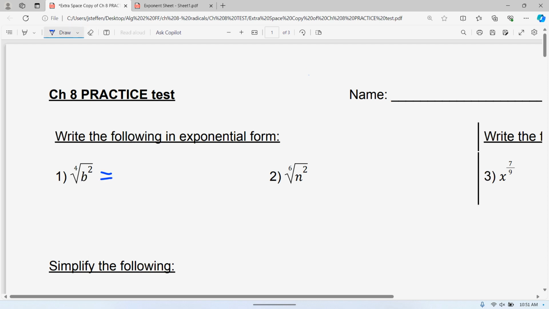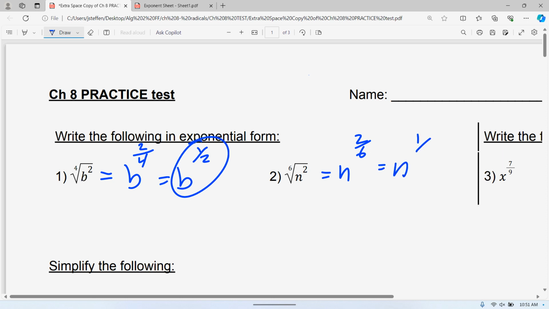You put it in exponent form. B is raised to the numerator as your exponent. The denominator is your index number, and then make sure you reduce that. So 2 over 4 reduces down to 1/2. That is your answer. Same thing with this next one. That is n raised to the 2 over 6. When we reduce that, that is n raised to the 1/3.